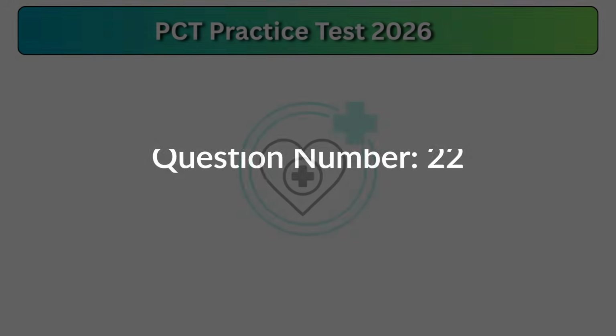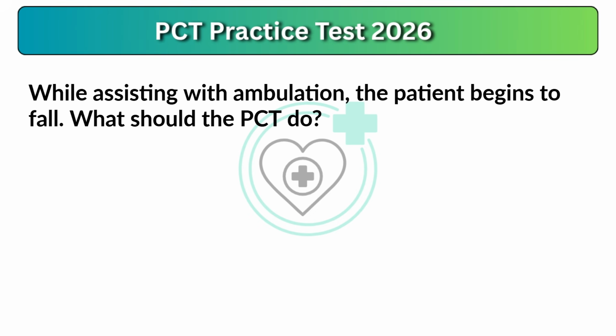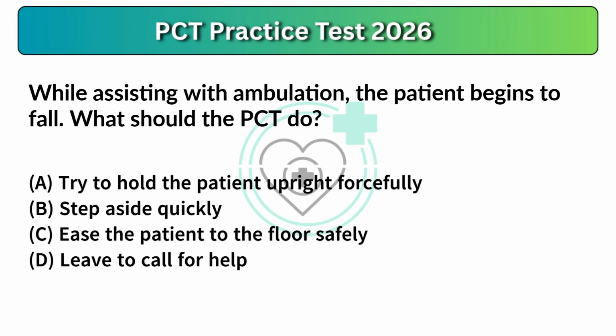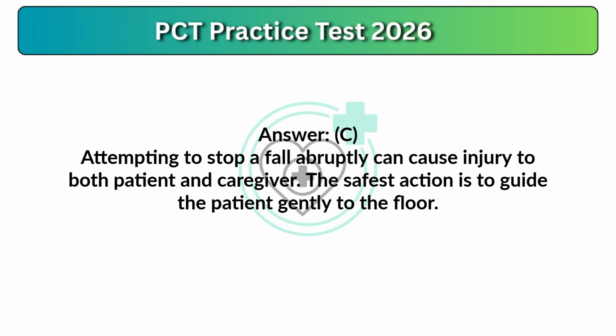Question number 22. While assisting with ambulation, the patient begins to fall. What should the PCT do? A. Try to hold the patient upright forcefully. B. Step aside quickly. C. Ease the patient to the floor safely. D. Leave to call for help. Answer: C. Attempting to stop a fall abruptly can cause injury to both patient and caregiver. The safest action is to guide the patient gently to the floor.